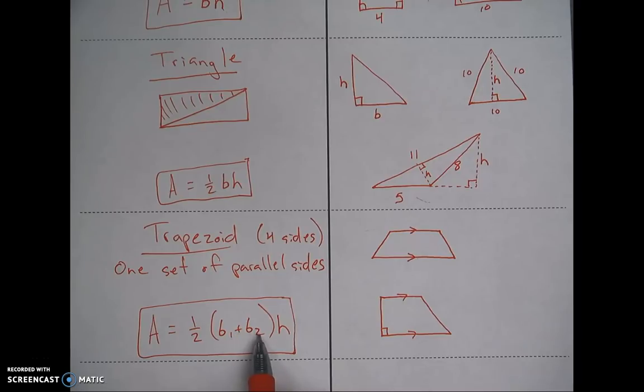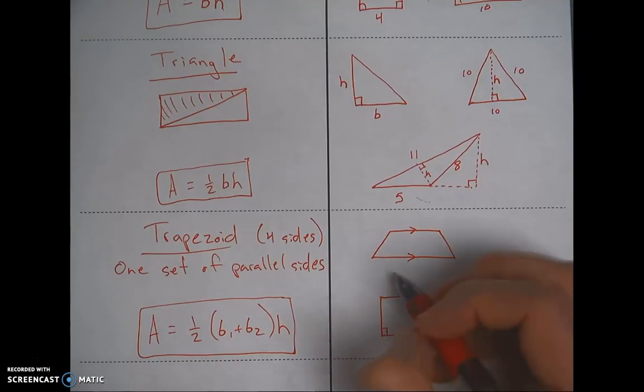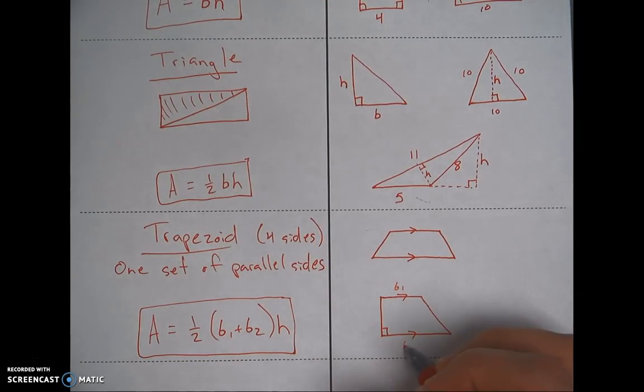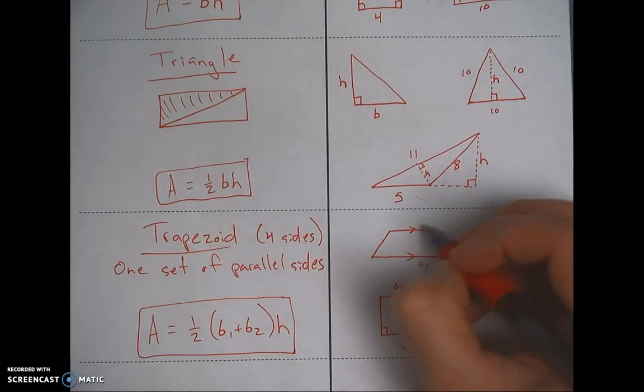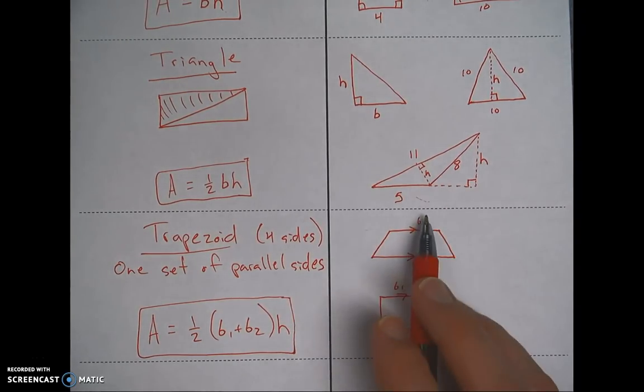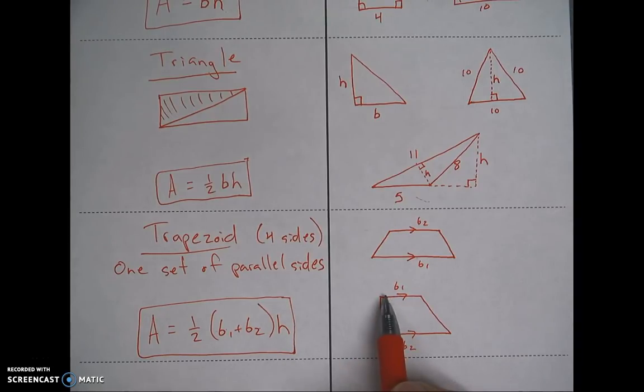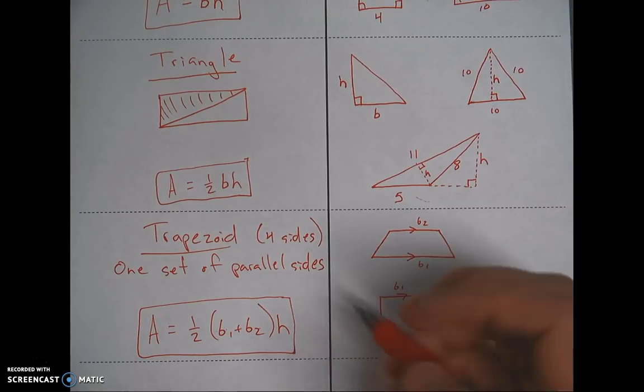So this 1 and this 2 are not numbers we're going to use. This is just telling you there's a base 1 and a base 2. It actually doesn't matter which one you call base 1 and base 2. You could label them base 1, base 2 like this, or you could put base 1 on the bottom, base 2 on the top. It doesn't matter. They're going to get added together. You just take this length plus this length. Then you multiply by the height.